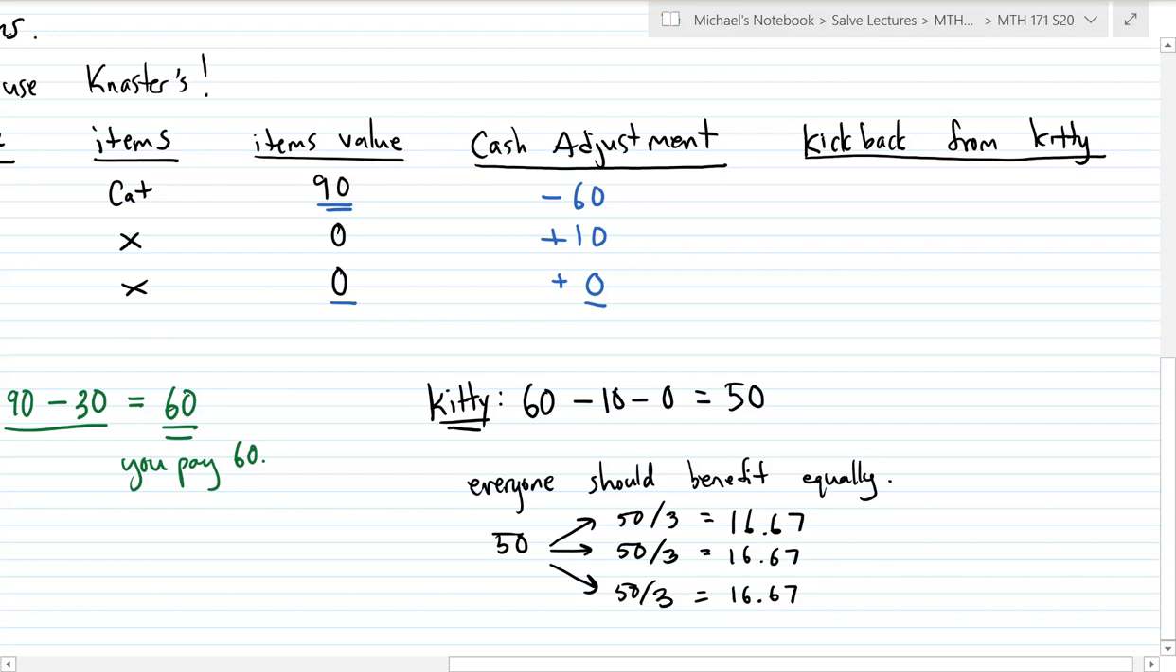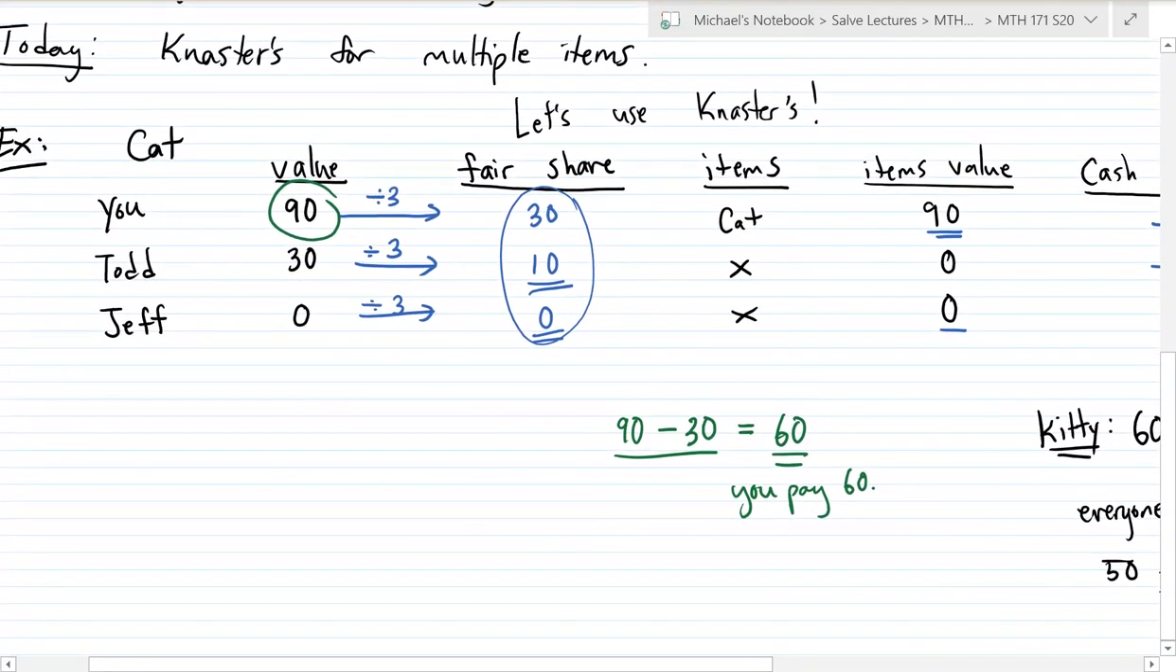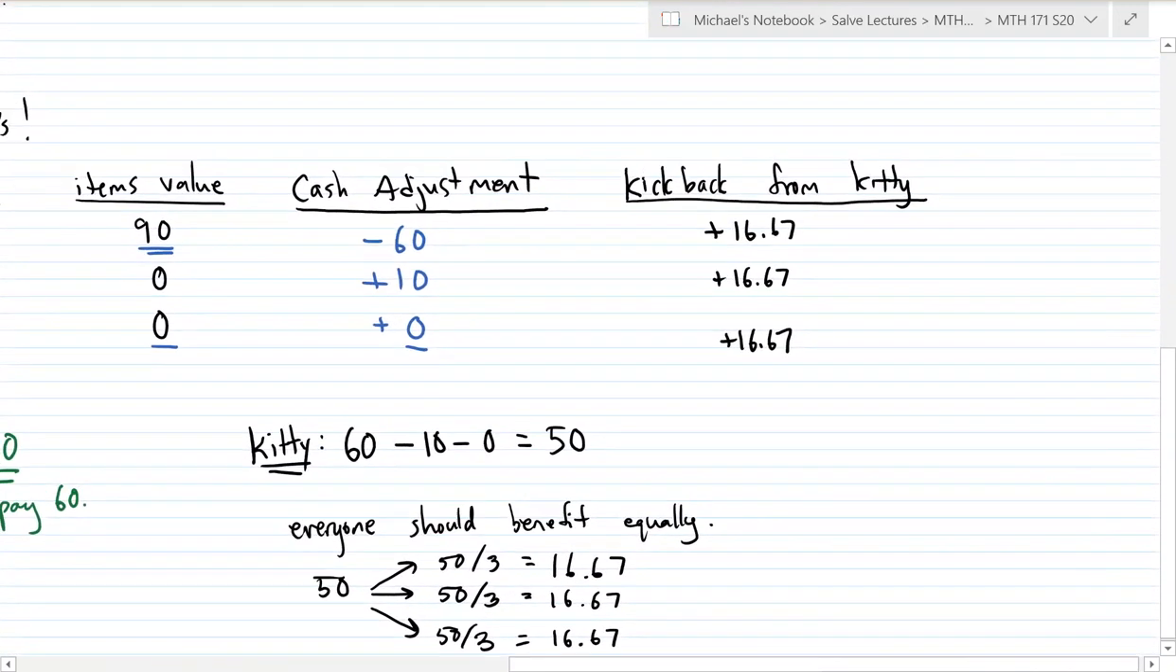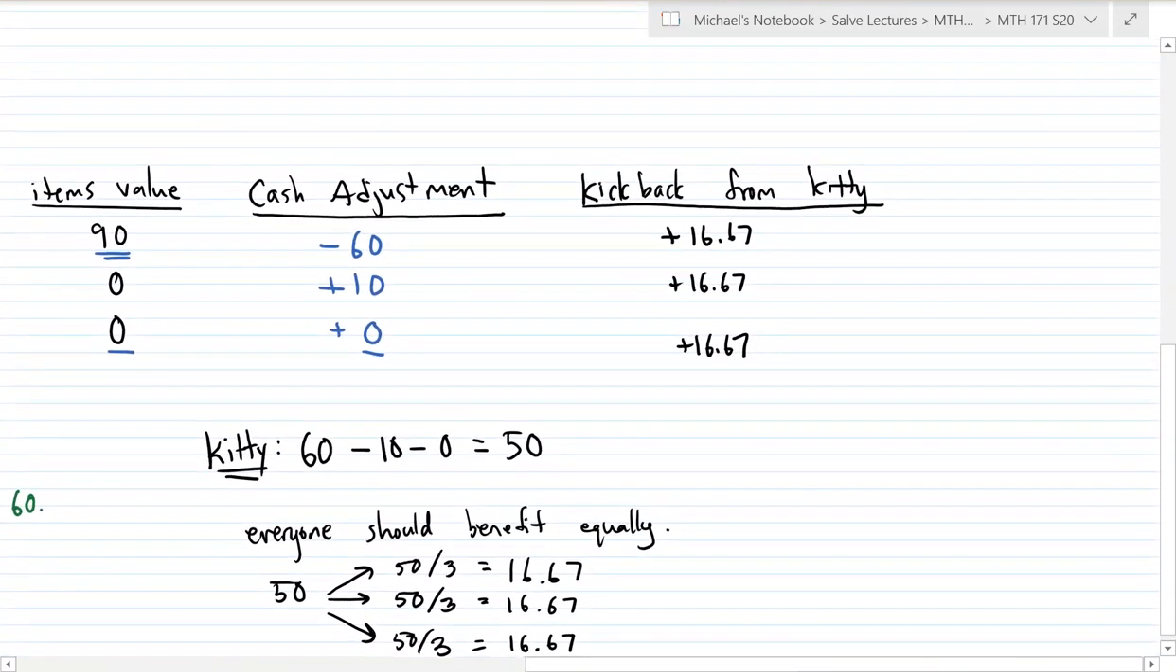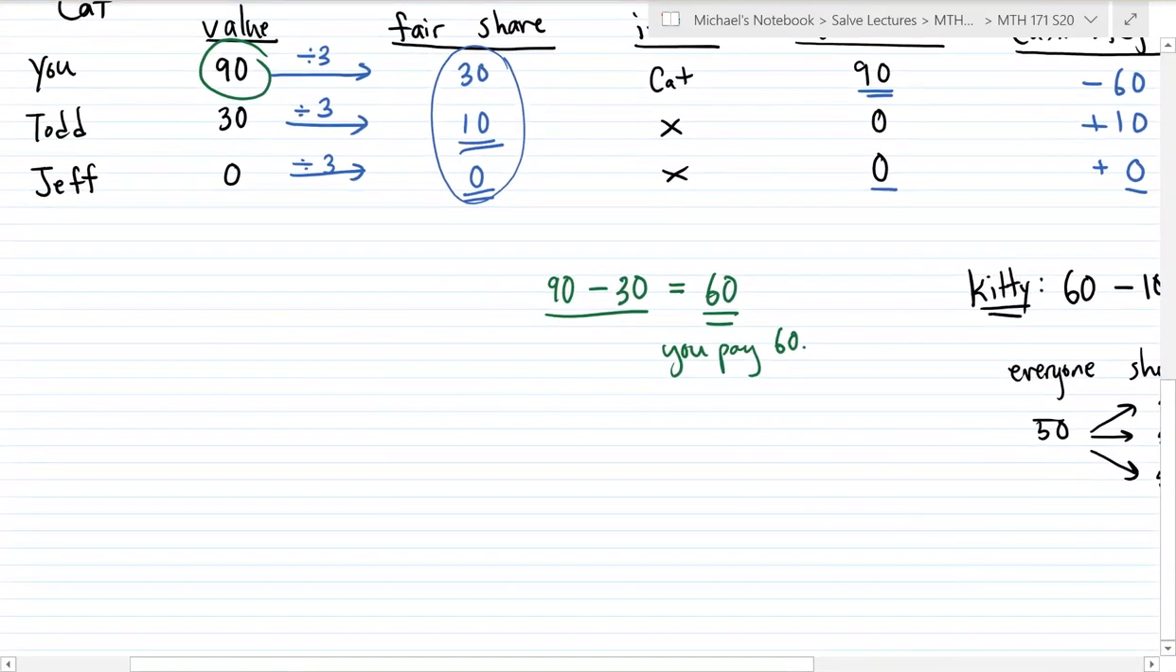All right. And so this $50 that's extra gets shared to everyone. They're going to get $16.67 back. So if we look, even though Jeff is okay with nothing, he still actually gets money out of this exchange, because it's only fair that he gets this kickback from the kitty that's equal to everyone else. No one should really benefit more than anyone else out of this whole exchange.